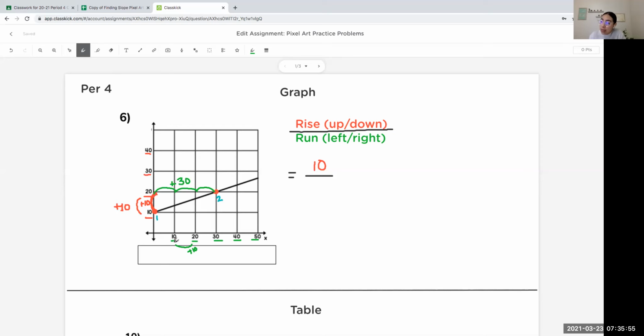Okay, and why is that? Because each jump on the x-axis is worth 10 units. So we have that rise over run is 10 over 30. This is the rise, this is the run, we now just have to simplify that fraction.